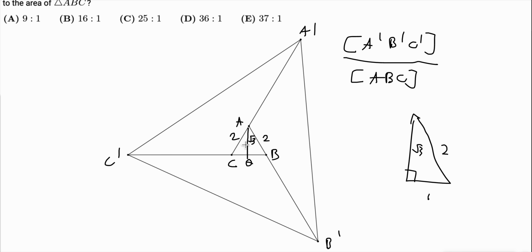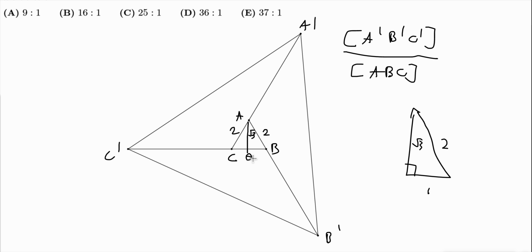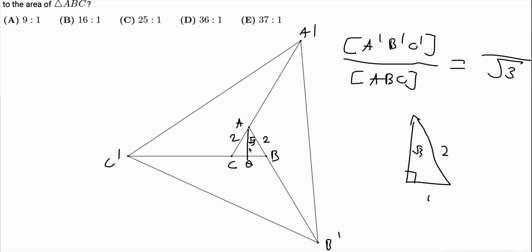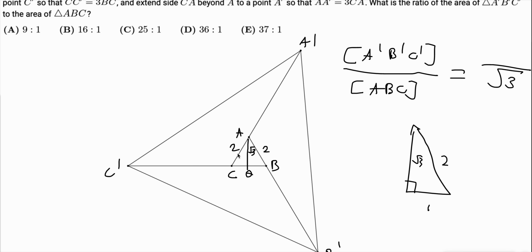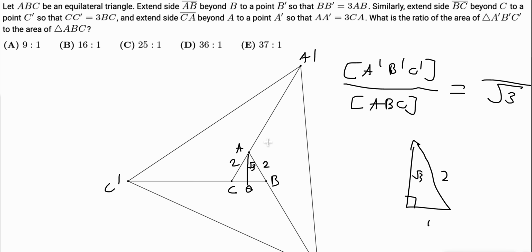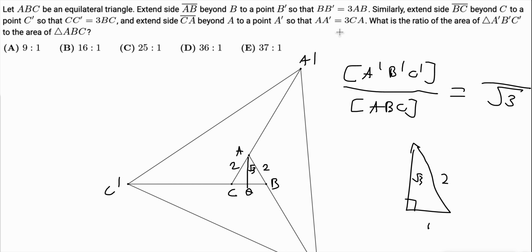And so the area of ABC is going to be 2, which is this bottom part, times square root 3 divided by 2. So the area of ABC is just square root 3 because it's 2 times square root 3 divided by 2. And so now we know that this is 2, and the key piece of information here is that AA prime is 3 times CA. So, well, that's right here.